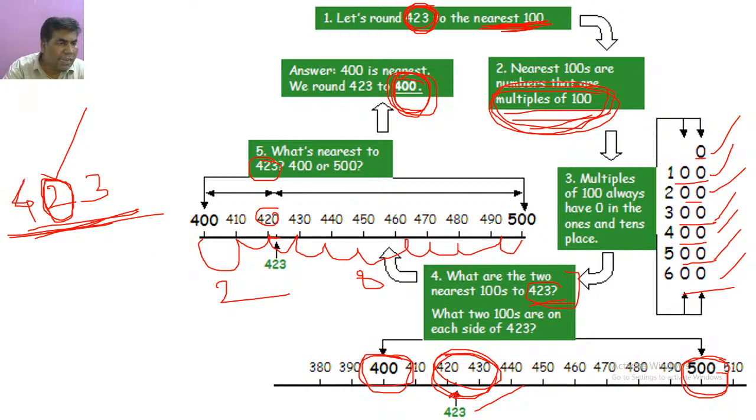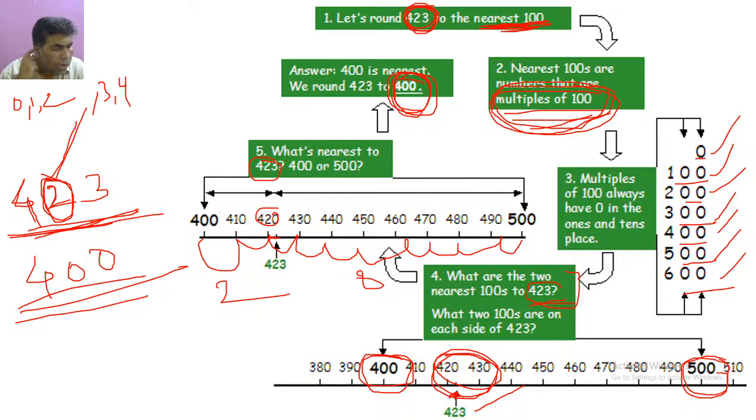Or directly we can tell. What is in the tens place? 2. Already we have told, if in the tens place we have 0, 1, 2, 3, 4, what do we have to do? We have to round it down. So directly we can write 400. Okay.